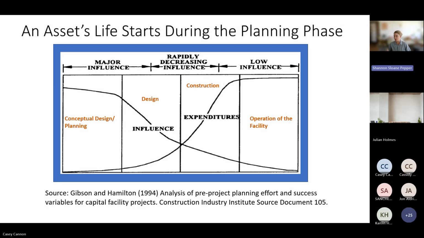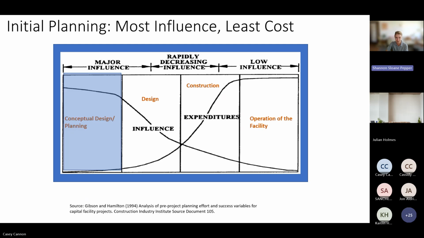As you move into the next phases of an asset's life, your ability to make changes decreases while things get way more expensive. That's when you get into the land of work orders, change orders and things like this. It can get very expensive by the time you're operating to make changes on an asset. So just something to consider. Conceptual design and planning, super important.